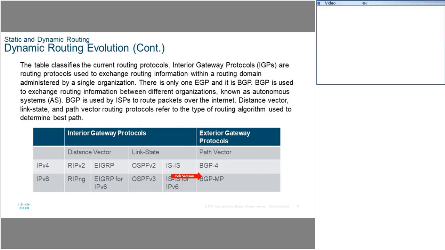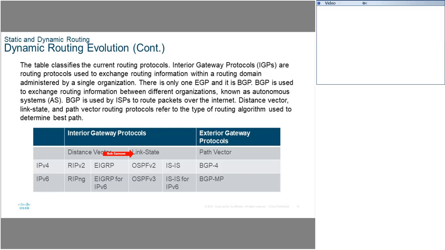So then we get down to interior gateway protocols, and you can see several of the ones we've been talking about in both the IPv4 and the IPv6 flavors. And there's a distinction here between distance vector and link state. So within the interior gateway protocols, there's two subdivisions, one for distance vector and one for link state.